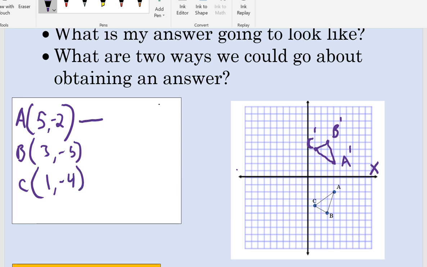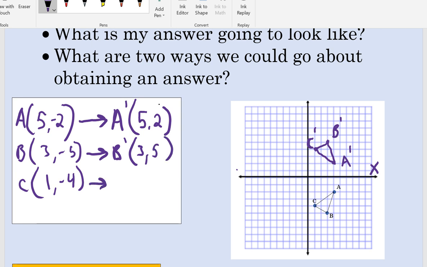When we reflected, we got A prime. And if we look over here, the coordinates of A prime are going to be 5, 2. When we reflected B, we got B prime, and it became 3, 5. So I'm starting to see a pattern here. C prime is going to be at 1, 4. So we went from 5, negative 2 to 5, 2. 3, negative 5 to 3, positive 5, and then 1, negative 4 to 1, 4.